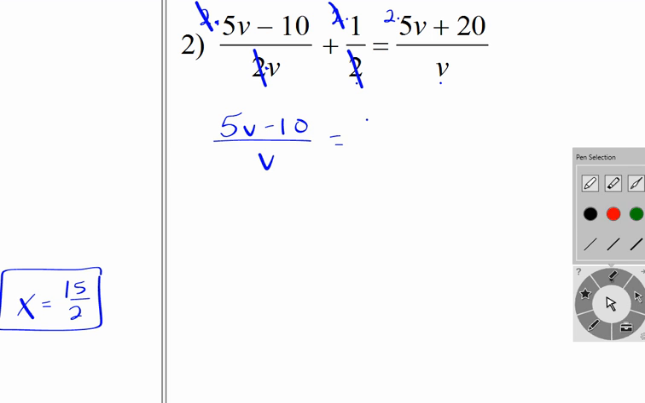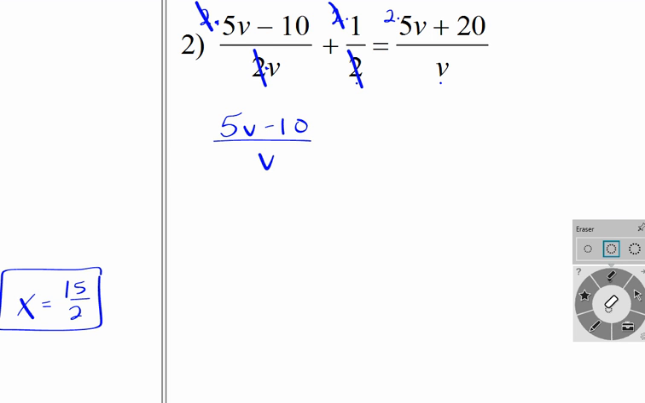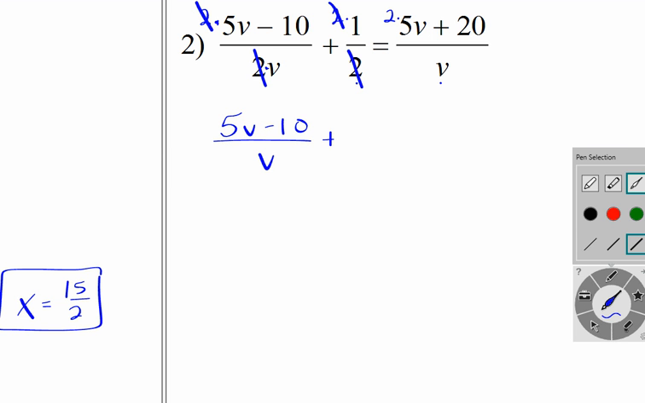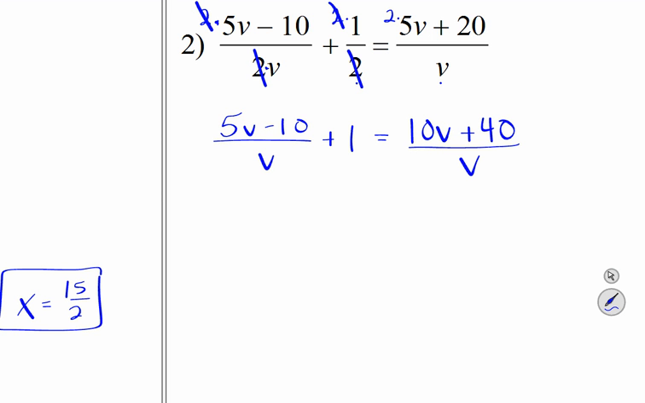should just be plus 1 equals, so 2 times 5 is 10v, and then 2 times 20 is 40, all divided by v.